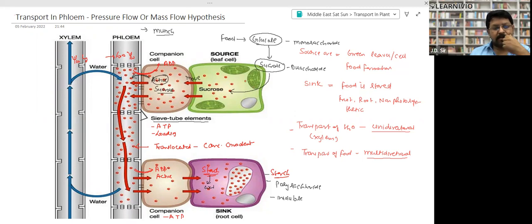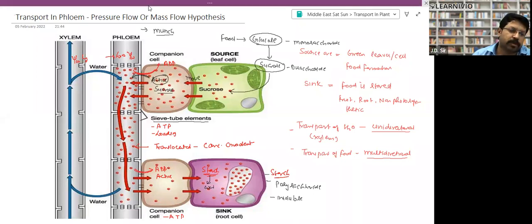What happened? This is the source or leaf cell, right? So these are the leaf cells. Formation of food takes place in the form of glucose. Glucose is a type of monosaccharide, right?